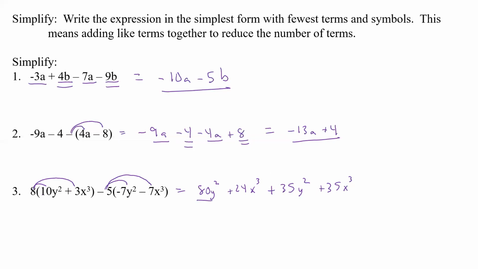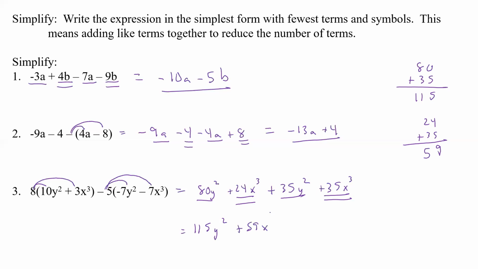So now I notice I have a y squared, x cubed, x cubed. So now I need to add the y squareds. Well, again, if we need to, we can take 80 plus 35, and we can just put it on top of each other and add. 0 and 5 is 5, 8 and 3 is 11. So that means I have 115 y squared. Now here I have 24 plus 35, 5 and 4, 9, 3 and 2, 5. So that's plus 59x cubed, okay? And that would be my final answer.